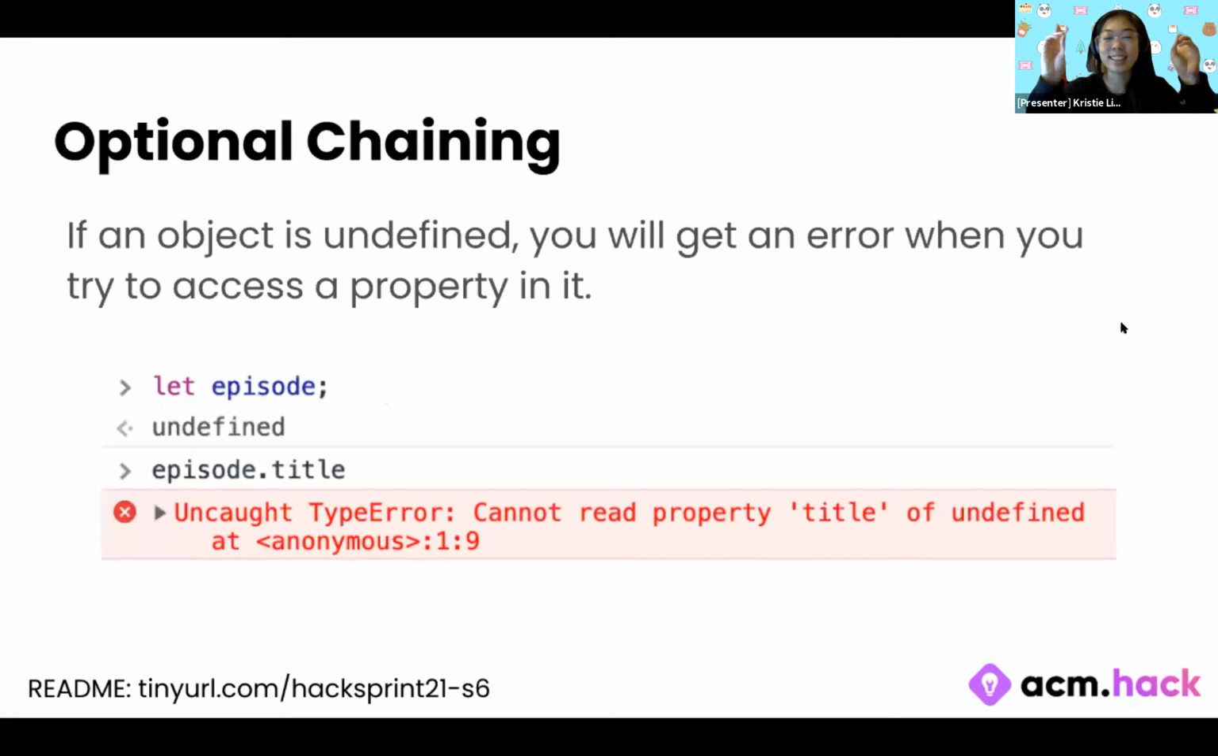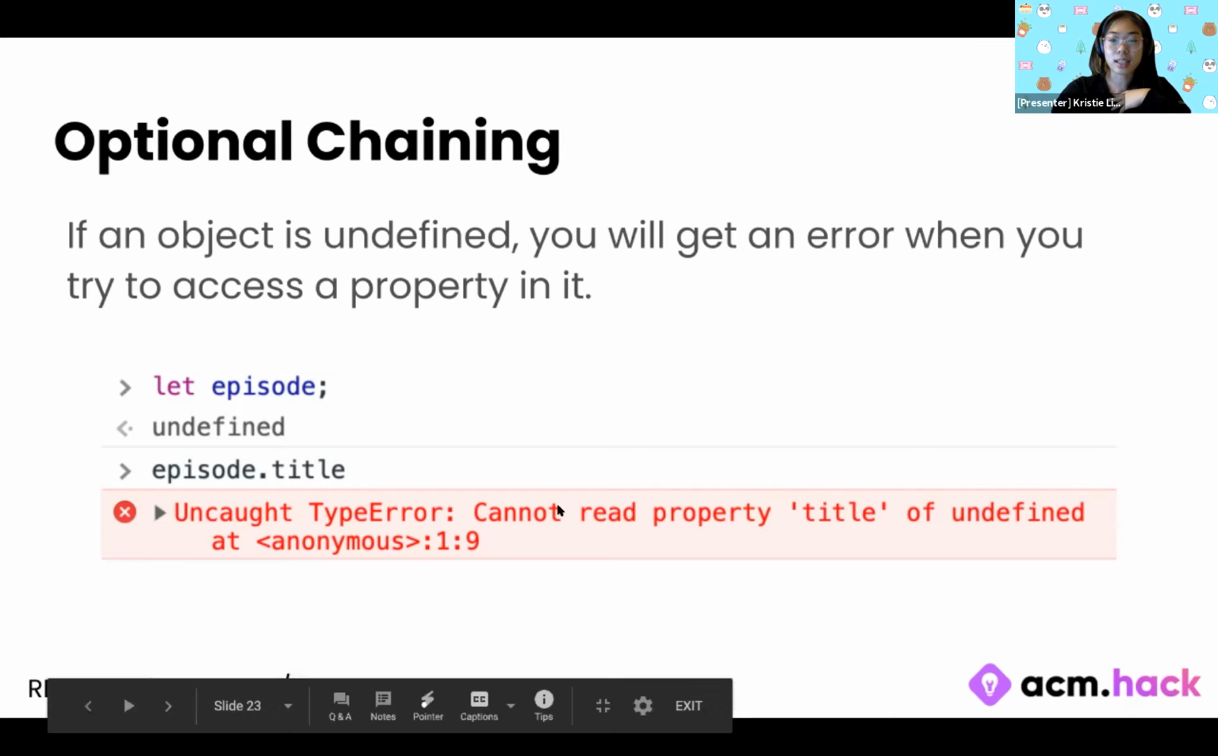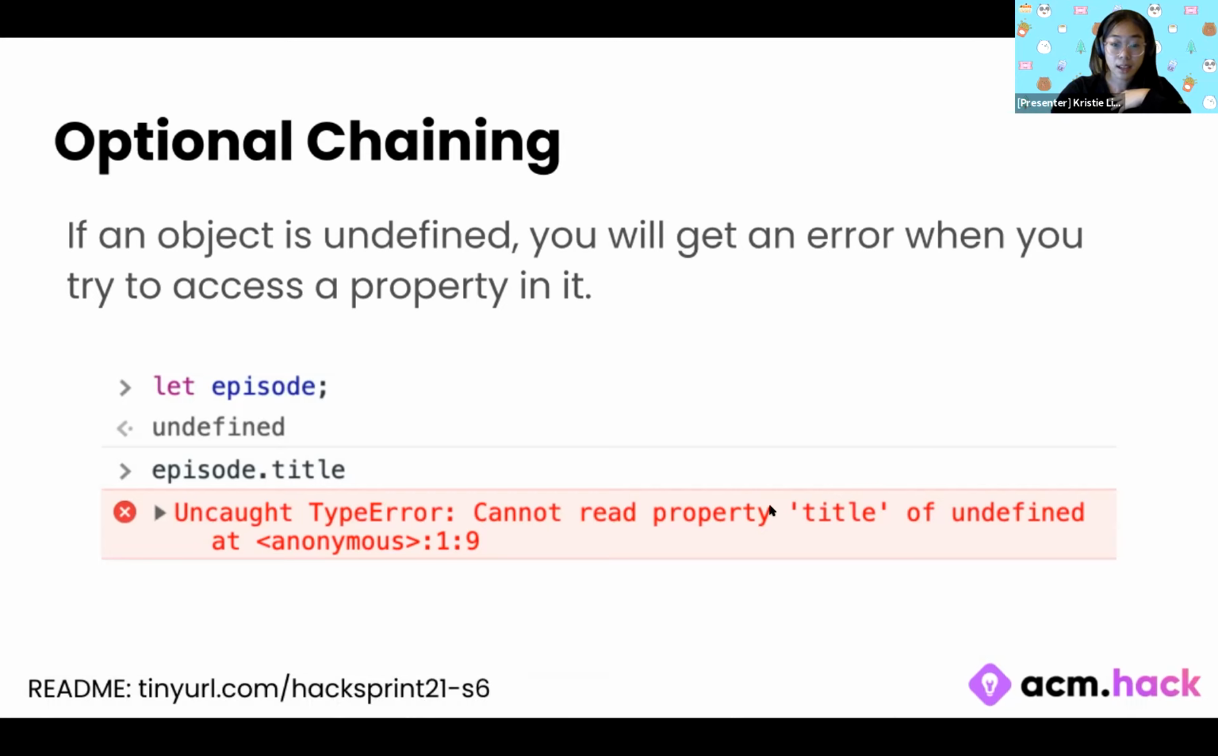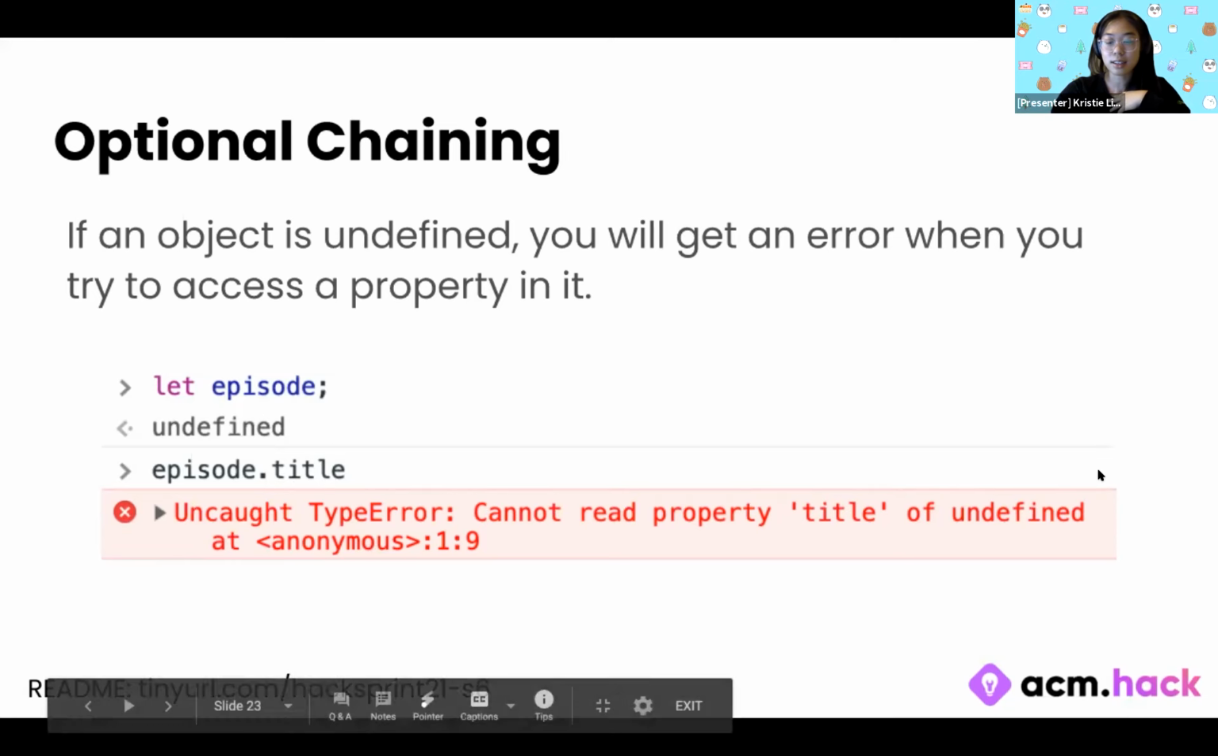And next, I don't know why all of these have very fancy sounding names. This one is called optional chaining. And this is to solve the problem where if you have an object that's undefined, and you try to access a property on it, then you'll get an error. So for example, we have this variable episode, and if we try to access episode.title, it'll say that episode is undefined, so you get this error.